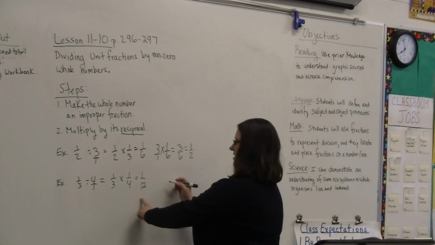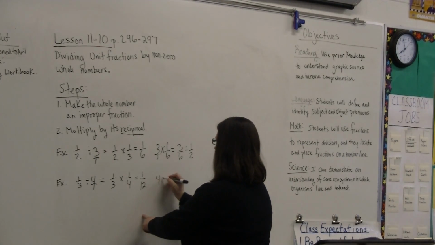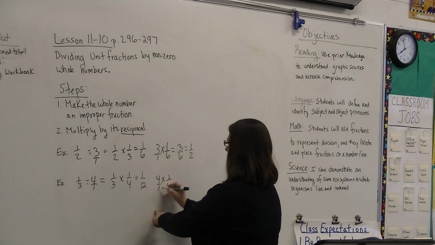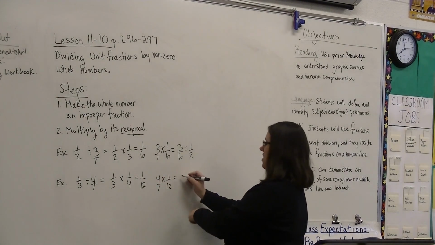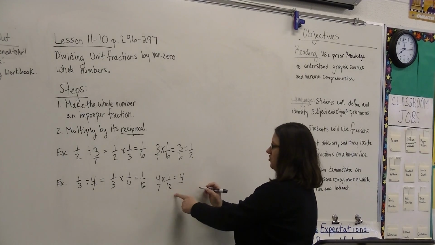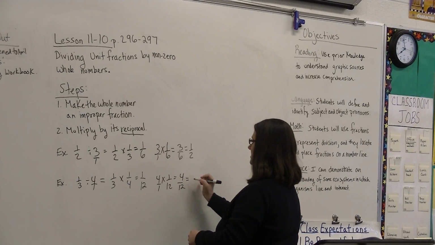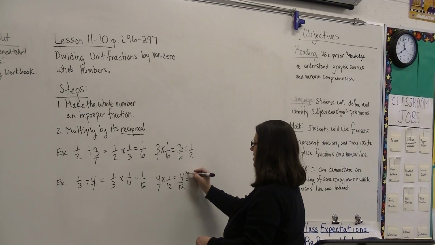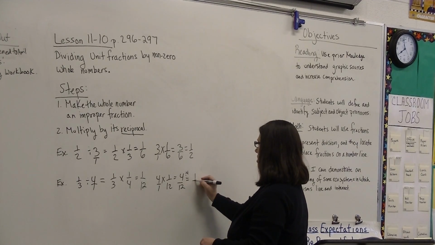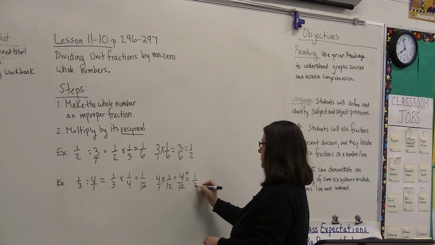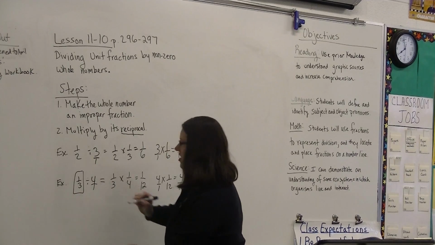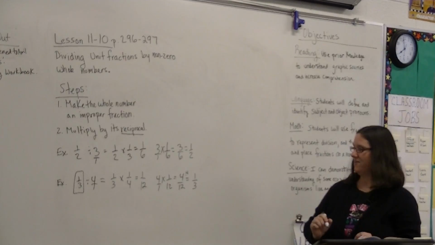Now let's check. Let's take our whole number, which is 4, and multiply it by our answer, which is 1/12. 4 over 1. So 4 times 1 is 4, and 1 times 12 is 12. Now we need to simplify. Top and bottom we divide by 4. You can put it in there. 4 divided by 4 is 1, and 12 divided by 4 is 3. Now let's look back at what we started with, and that is 1/3. So we did it correctly.